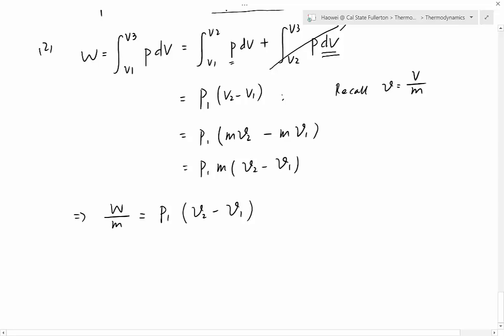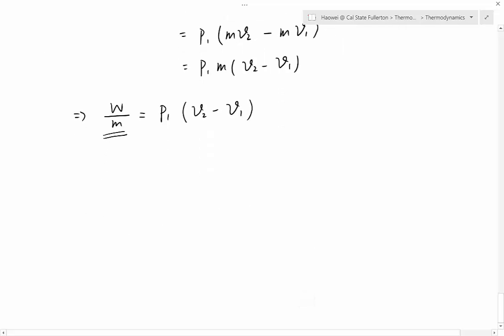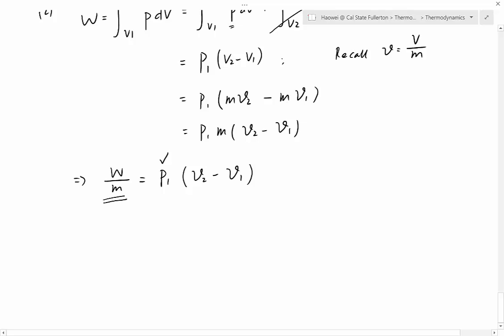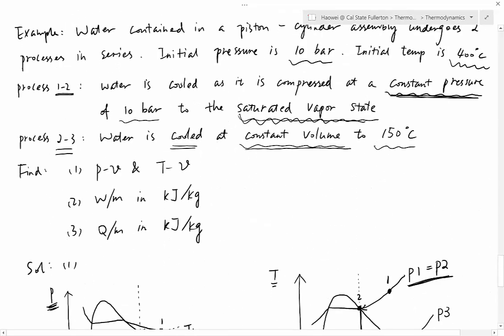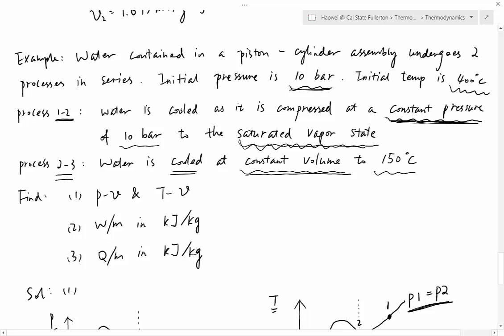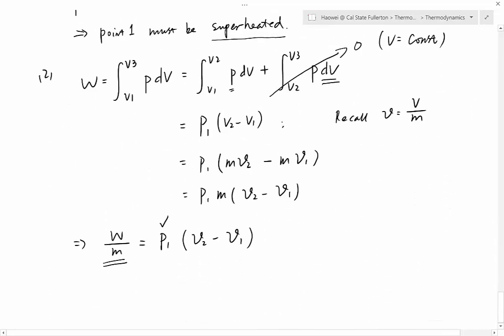And we're looking for work per unit mass. So now we can clearly see if we want to find out work per unit mass, we just need to find three things in the right-hand side. They are P1, nu1, and nu2. What is P1? We already have it. P1 is the initial pressure. What is the initial pressure? It's given 10 bar, so we already have P1. And then what is nu1 and nu2? We don't know those two. We just need to find nu1 and nu2, then we're done.